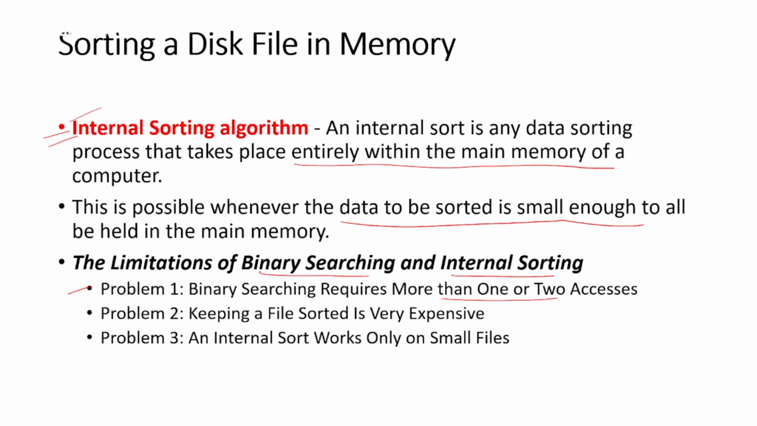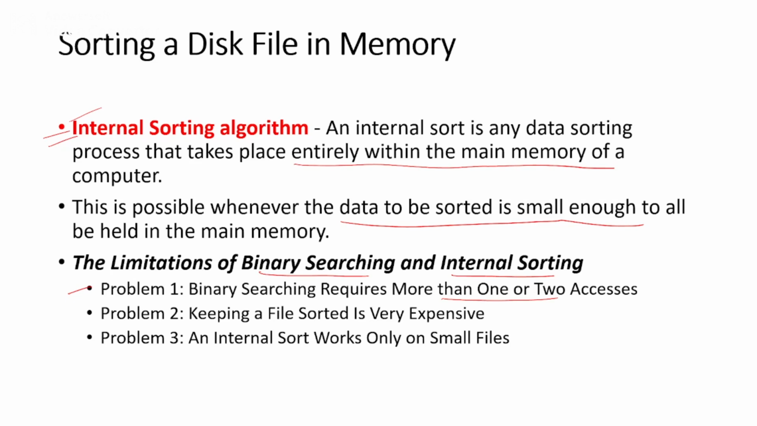Now, problem two is that keeping a file sorted is very expensive. See, in binary searching, the first thing we need to do is sort the records that are there in your file. If you want to apply the binary search operation, then you need to sort it. In order to sort, if you have an internal sorting technique, then it is fine, it will be sorted automatically. Otherwise, if your data is large, you have lots of data with you, and you want to sort, internal sorting is not possible. That is the third problem you can see.